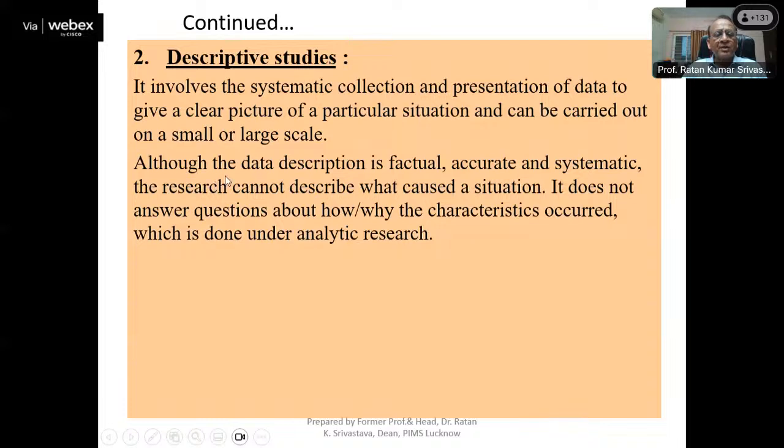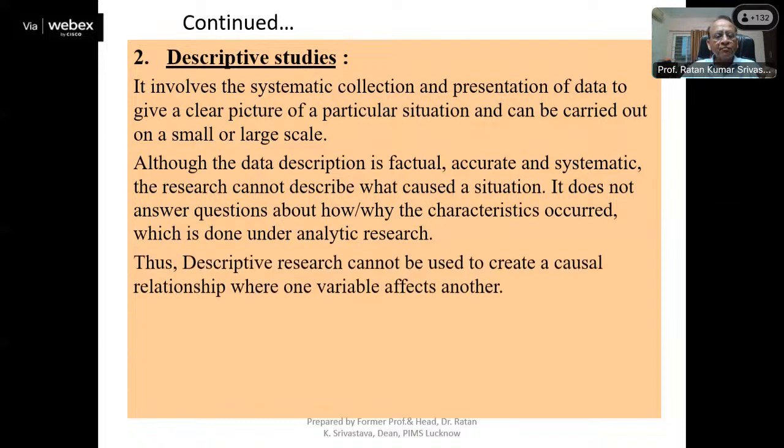So in descriptive, although the data description is factual, accurate and systematic, the researcher cannot describe what caused a situation. Here you cannot establish a causal relationship, how this was caused, the causative effect, which you cannot measure in a descriptive study. It does not answer questions about how or why a particular disease or event has occurred, which is done under analytical research. We will take up the analytical research under observational. Thus, descriptive research cannot be used to create a causal relationship where one variable affects others.